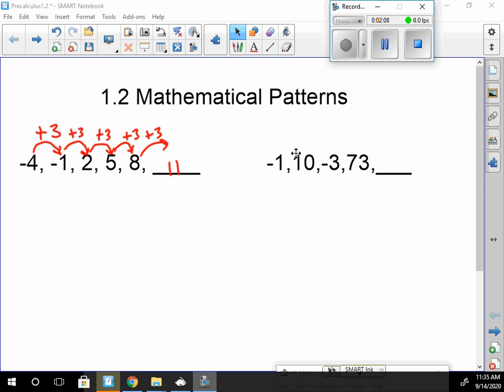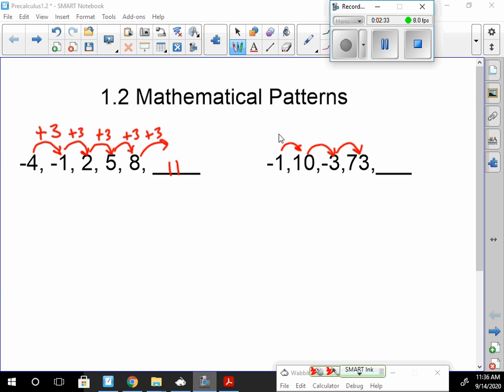What about over here? I go from -1 to 10, then from 10 to -3, then from 3 to 73. So we would need to see if a pattern is established here as well. As we look at this one, let's start by trying to add a number. I would need to add 11 to get from -1 to 10, but then 10 plus 11 does not give me -3.